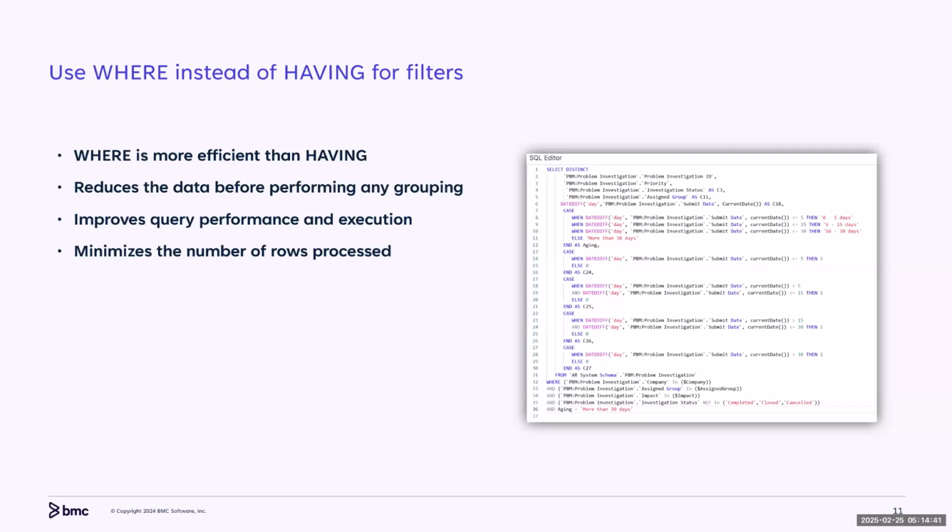On the other hand, HAVING is designed to filter the aggregated data after the grouping is performed, which can be less efficient. Therefore, it is recommended to use WHERE whenever there is a need to filter the unaggregated data or raw data and optimize the query performance.